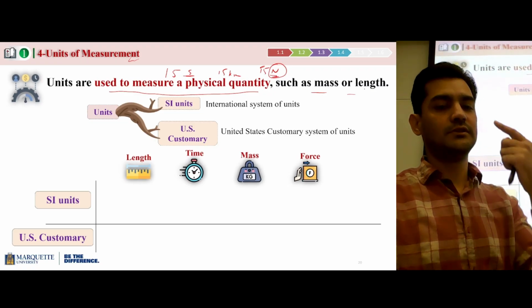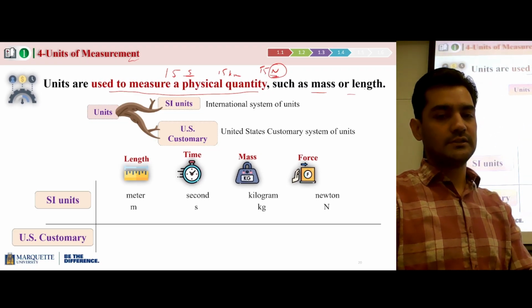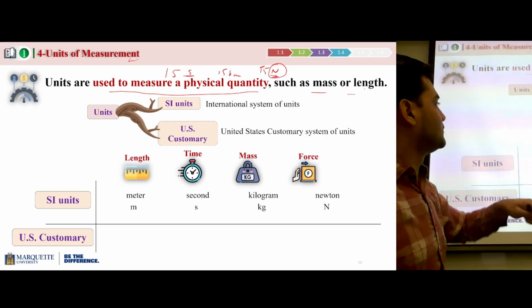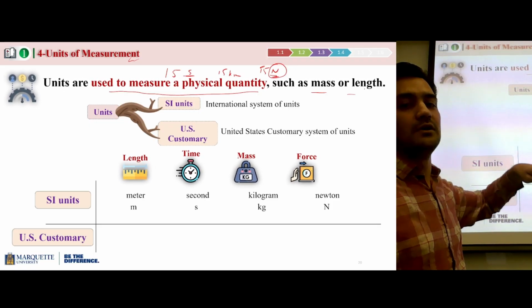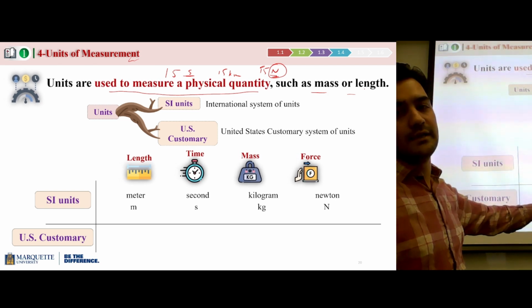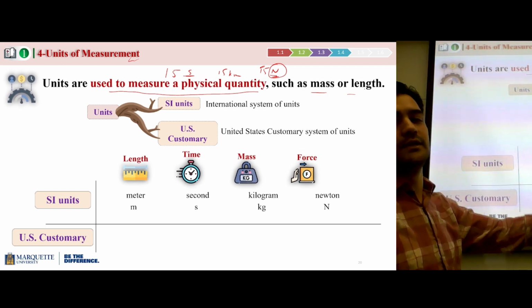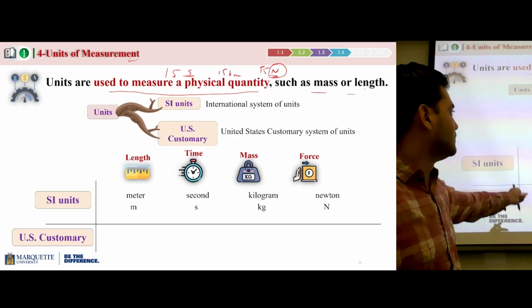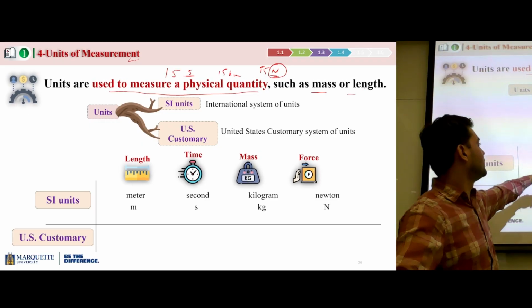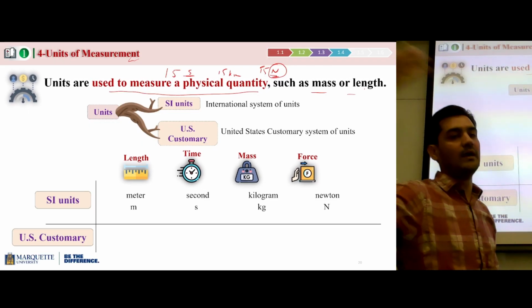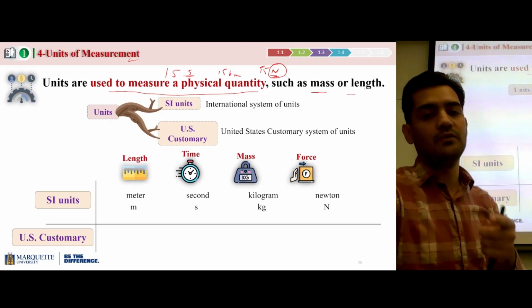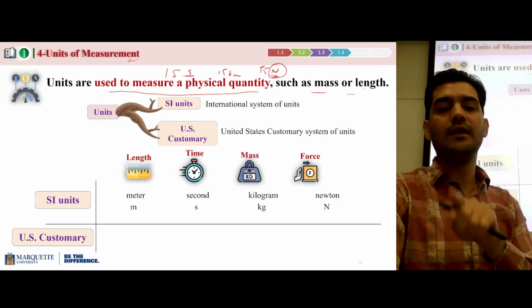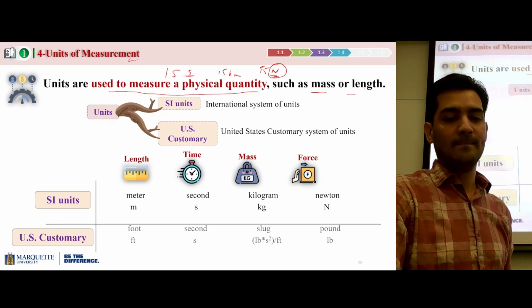The System International units for length, time, mass, and force are as follows. For length, in System International, we use meter. For time, we use second. For mass, we use kg. And for force, we use Newton. So when we use m with some numeric value, it would mean meter. And then you have time, mass, and force.